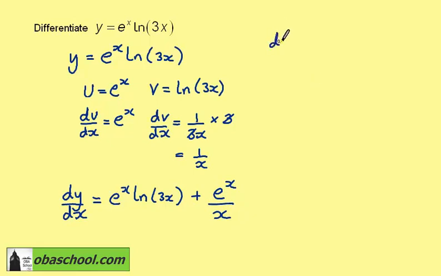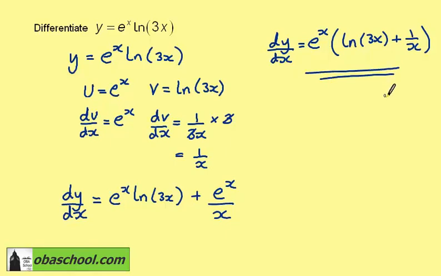We have finished differentiating, but we might tidy, although this isn't strictly speaking necessary in this case. We have a common factor of e to the x, and in the bracket we'll have log 3x plus 1 over x. Of course, this isn't the only way of tidying, but it's one way. Usually if you're asked to tidy after differentiating, you'll be given an expression which is your target to rearrange to.